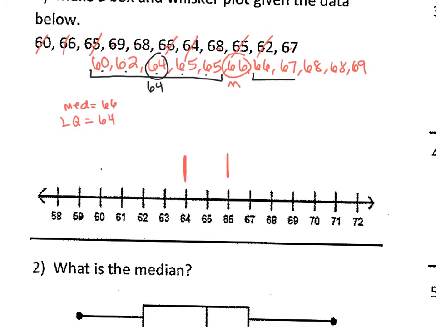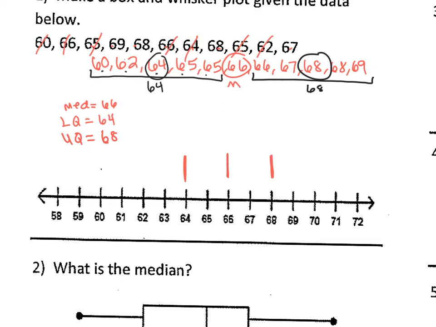Okay, so then look at your upper. That's from the median all the way to the biggest number. Same thing. 68. Yes, 69 is your biggest number. That's your highest number. So for the upper quartile, our middle number is 68. Do the same thing. Make a line above 68 on your number line.